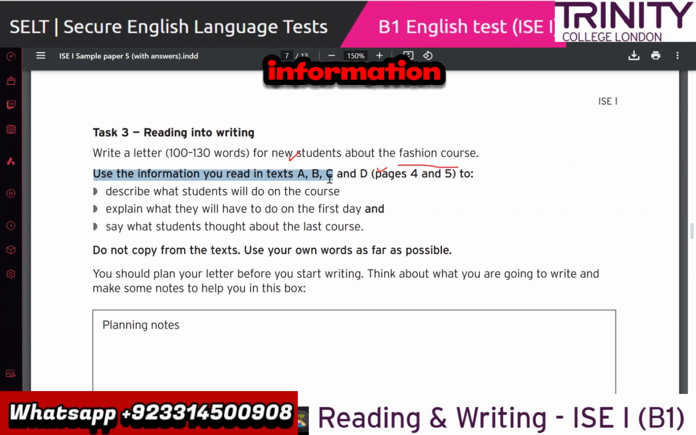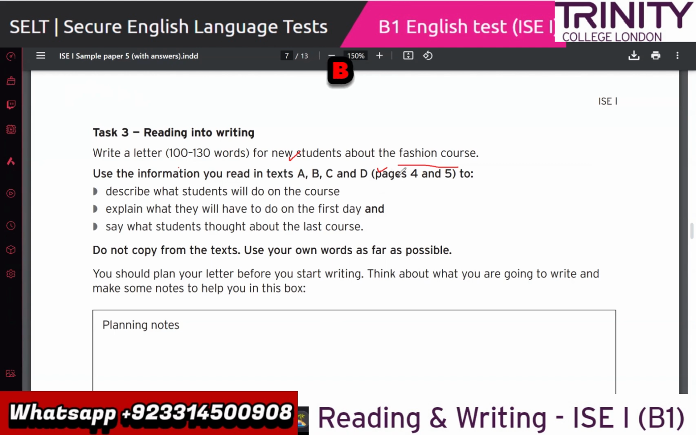Use the information you read in text A, B, C, and D, page number 4 and 5. So, do not copy from the text. Use your own words as far as possible. You should plan your letter before you start writing. Think about what you are going to write and make some notes to help you in this box.